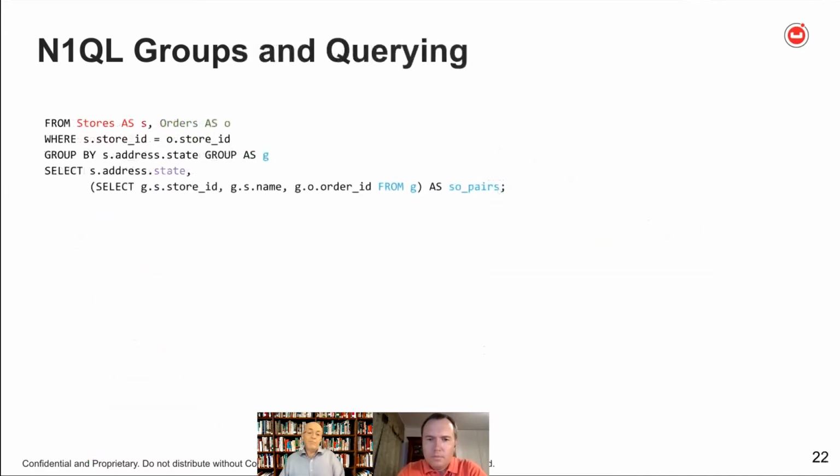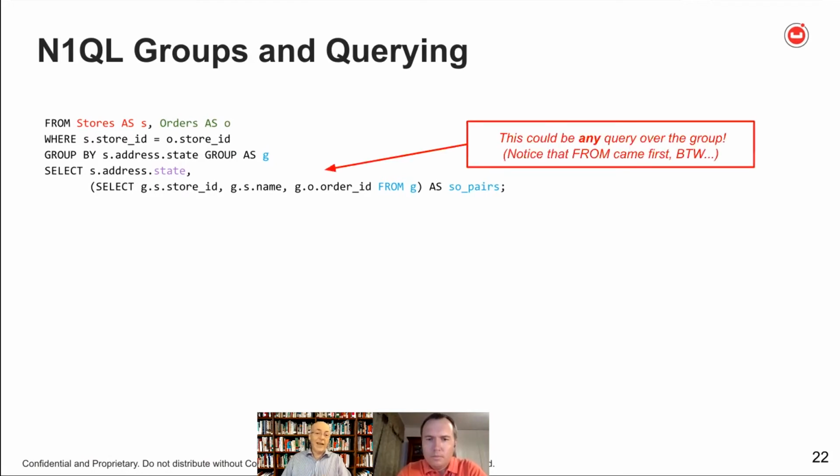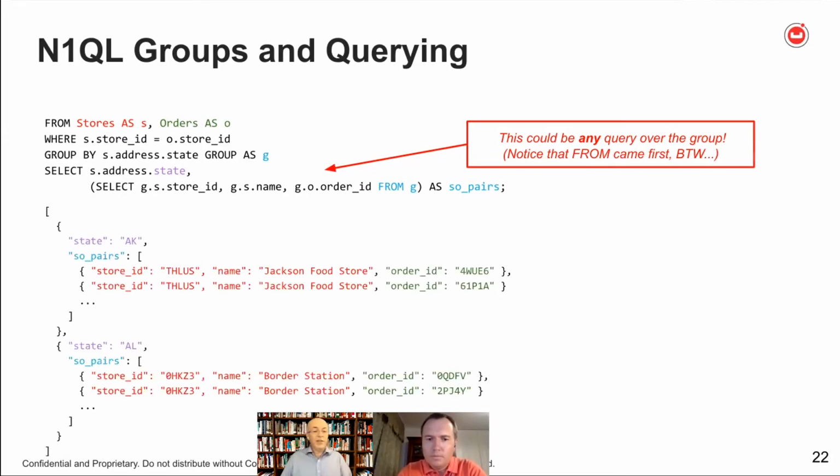So for example, you can use any subquery that you want on top of the group variable. So in this example, it's the same as we had before. We're grouping by the state, but instead of just returning the group variable, we run a query on the group variable, a subquery on the group variable, right? It's any subquery. In this case, we're getting the store ID, the store name, and the order ID. And with that, we get these store order pairs, and we get a result that looks like this.